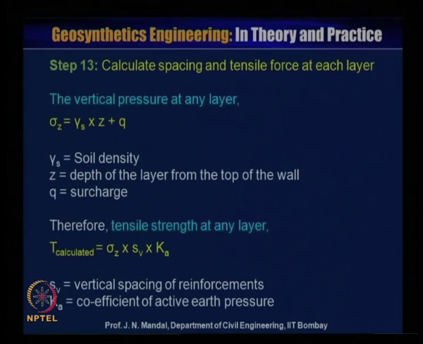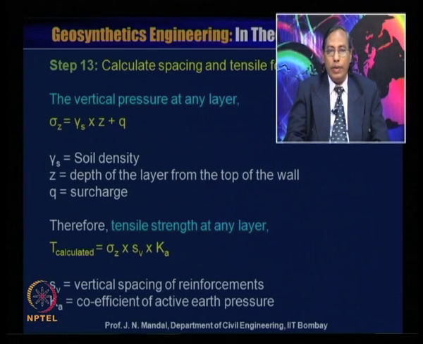Step 13, you have to calculate the spacing and the tensile force at each layer. The vertical pressure at any layer, that is sigma z, you know, is gamma S into Z plus Q, where gamma S is the soil density, Z is the depth of the layer from the top of the wall, and Q is the surcharge. Therefore, the tensile strength at any layer, that means T calculated, will be equal to sigma Z into Sb into K, where Sb is the vertical spacing between the reinforcement, and K is the coefficient of active earth pressure.